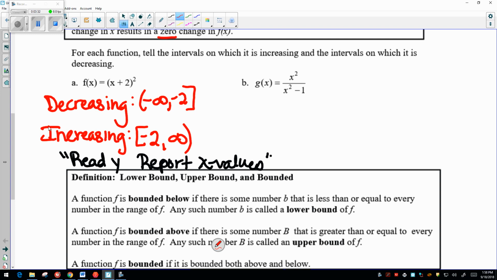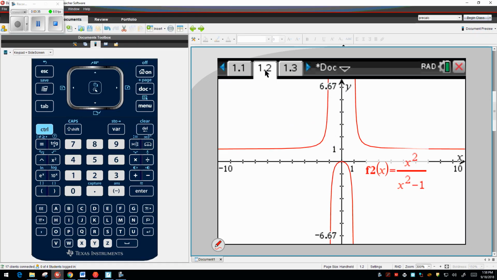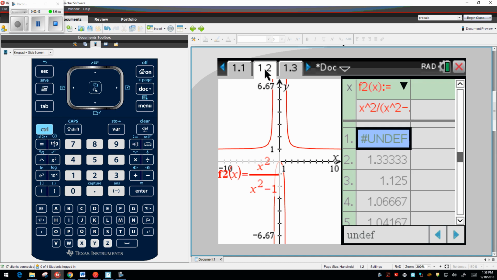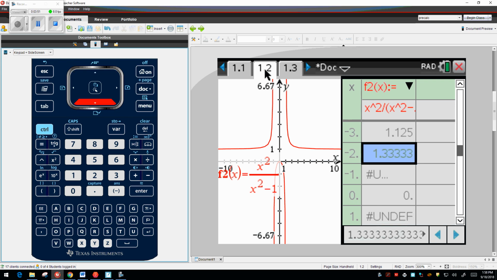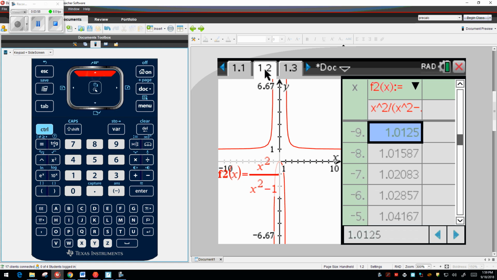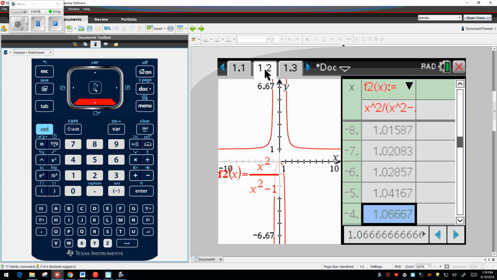If we go to letter B, here's our second graph, same idea here. Now this one might be a little bit more difficult to see, and this may be a place where you want to go to your table and take a look at the values and see what's going on. Now we see an undefined value at 1. That's something you want to keep in mind. If we scroll up the table, I want to read my y values, but report my x values. Starting at a negative side, I see my y values are constantly increasing. Slow, but they're increasing. And they keep increasing until I hit that asymptote.